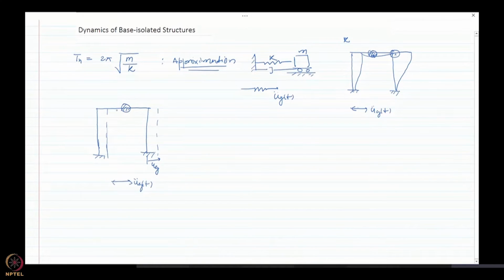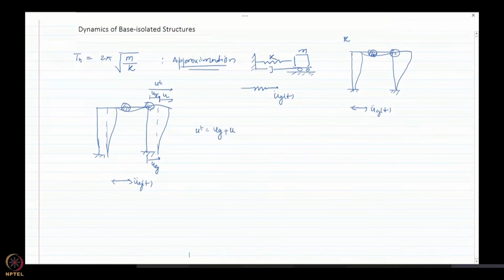Then we would have this deformation here. Let us say this mass moved here. So this relative deformation we are going to denote as the deformation of the structure. This is the deformation of the ground and this is the total deformation ut. So ut is ug plus the relative deformation of the mass we are considering.